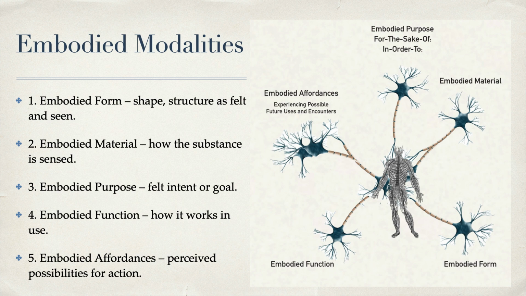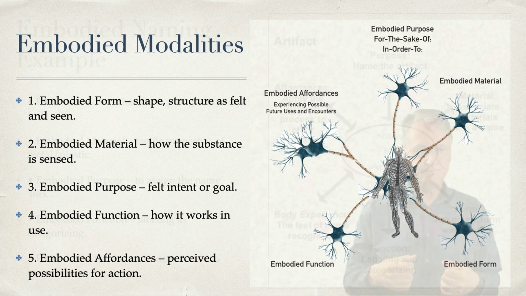We have embodied material. That's how the physical substance of something is encountered through sensation and manipulation. We have embodied purpose. This is how the intent or the goal, the in order to do something, is felt or enacted through lived activity. And we have embodied function. This is how something works, as experienced or enacted in use. And finally, we have embodied affordances, how we perceive possibilities for action through direct interaction with the world.